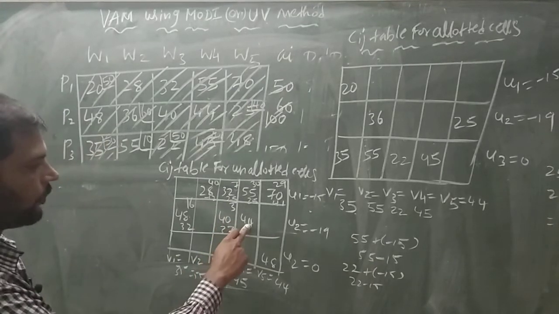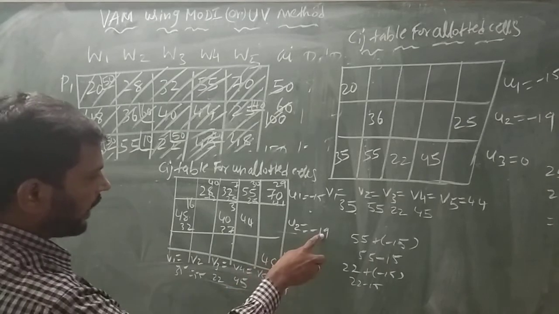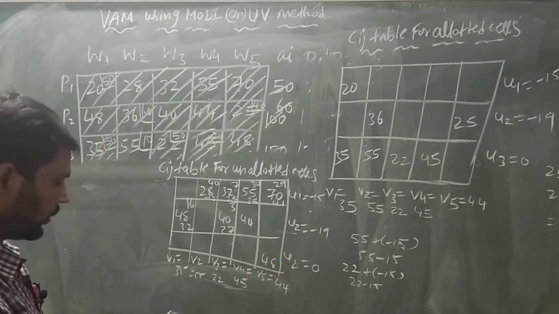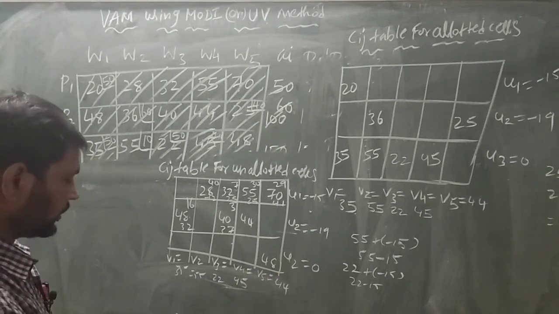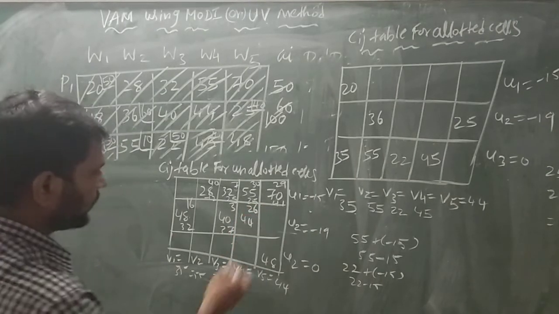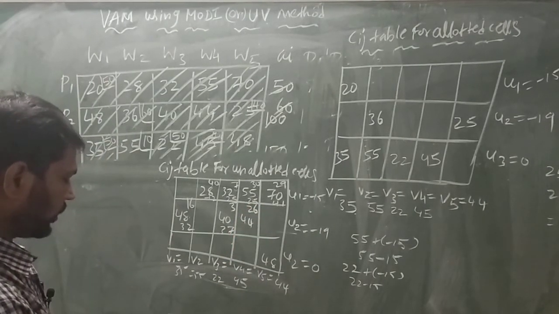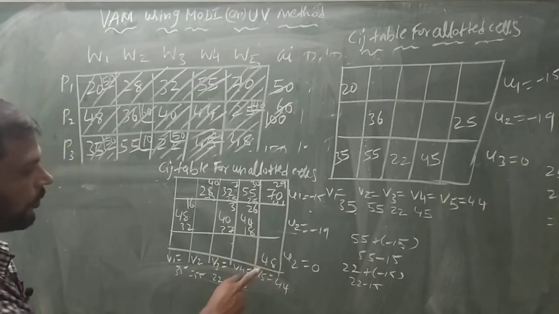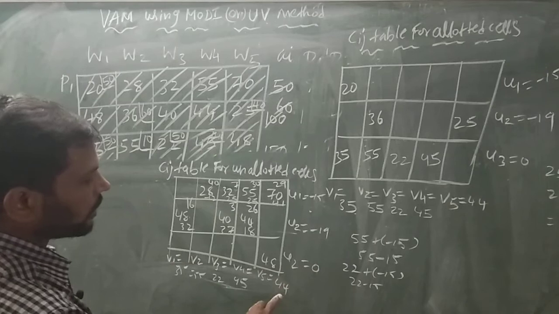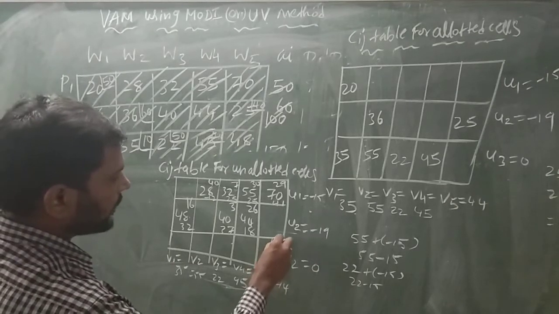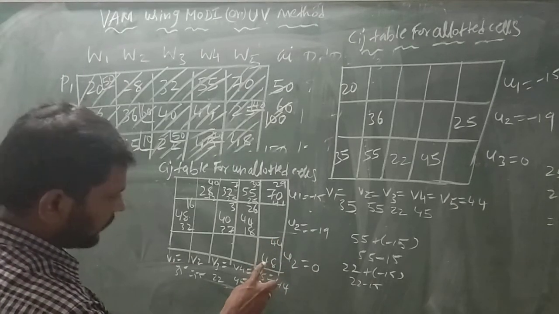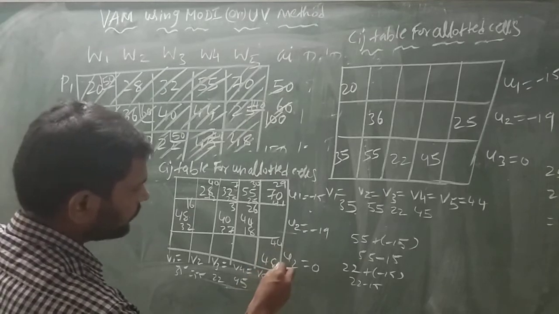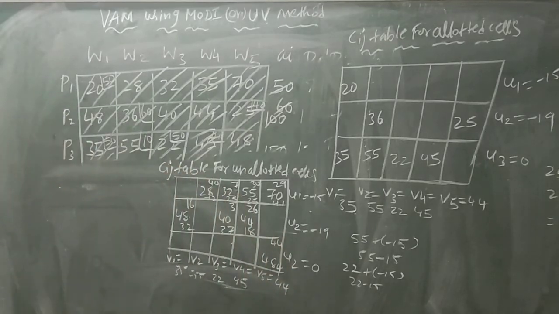So next one is 44. In this row minus 19, column 45. So 45 minus 19 is 26. 44 minus 26 is 18. So finally 48: in this row 0, column 44. So I add this value, 44, and subtract: 48 minus 44 is 4.